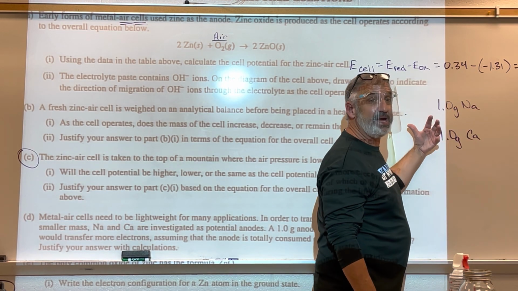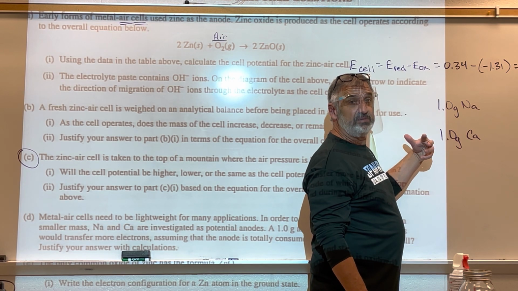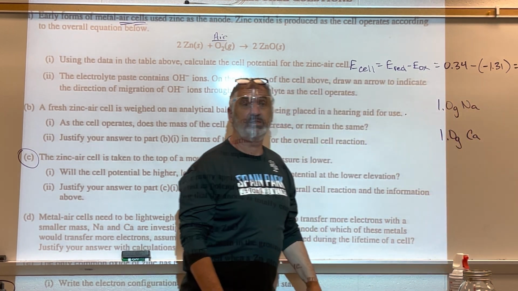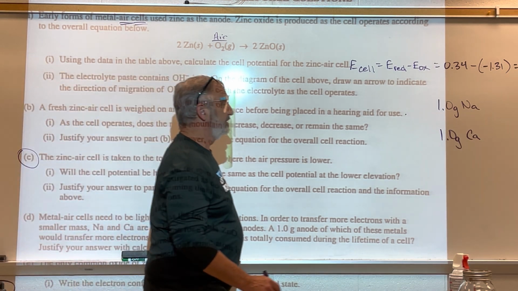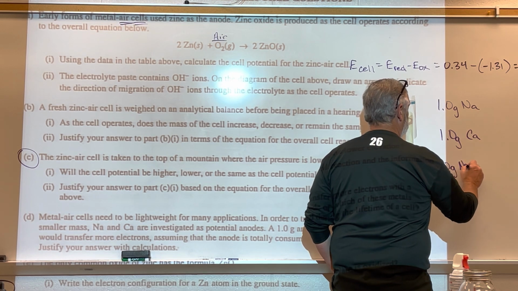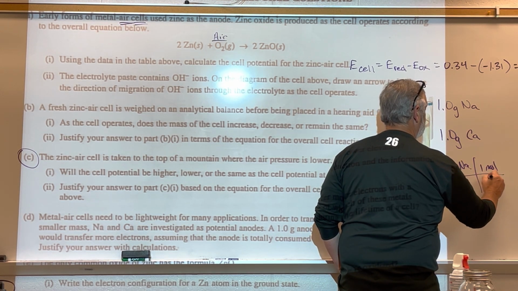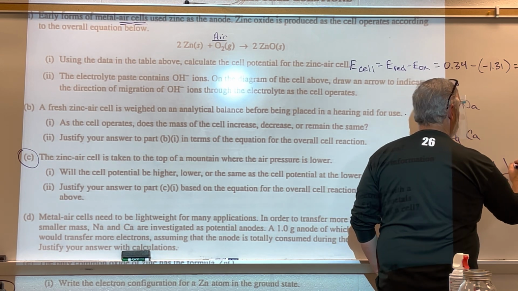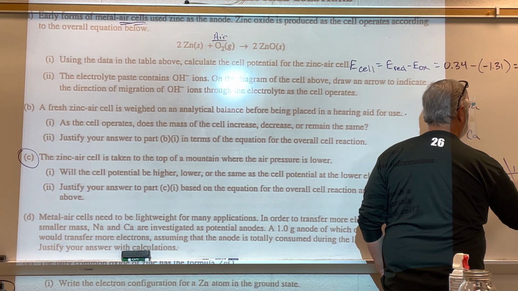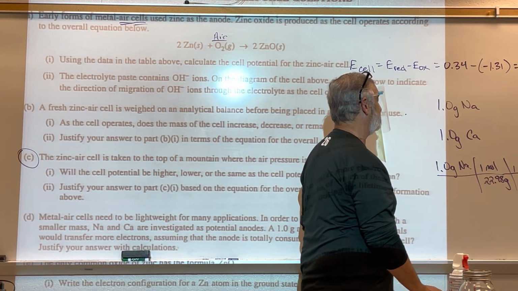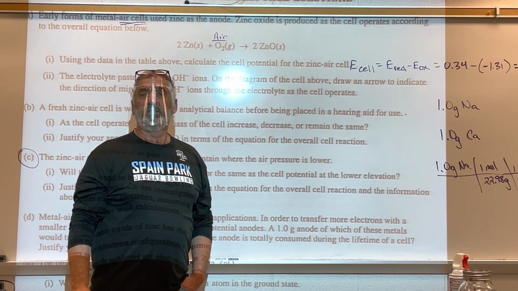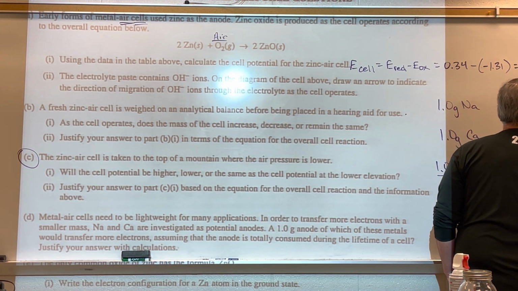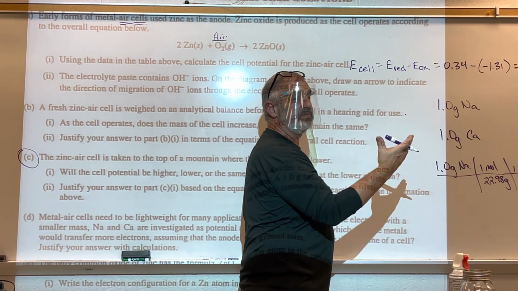But they don't have the same molar mass, so what do we need to do? Since this is per mole, this needs to be moles. So 1 gram of sodium times 1 mole over 22.98 grams, times 1 mole of electrons for every 1 mole of Na. Somebody get me a number for that, please. 0.0435 moles of electrons. So that's how many moles of electrons 1 gram of sodium has to offer.